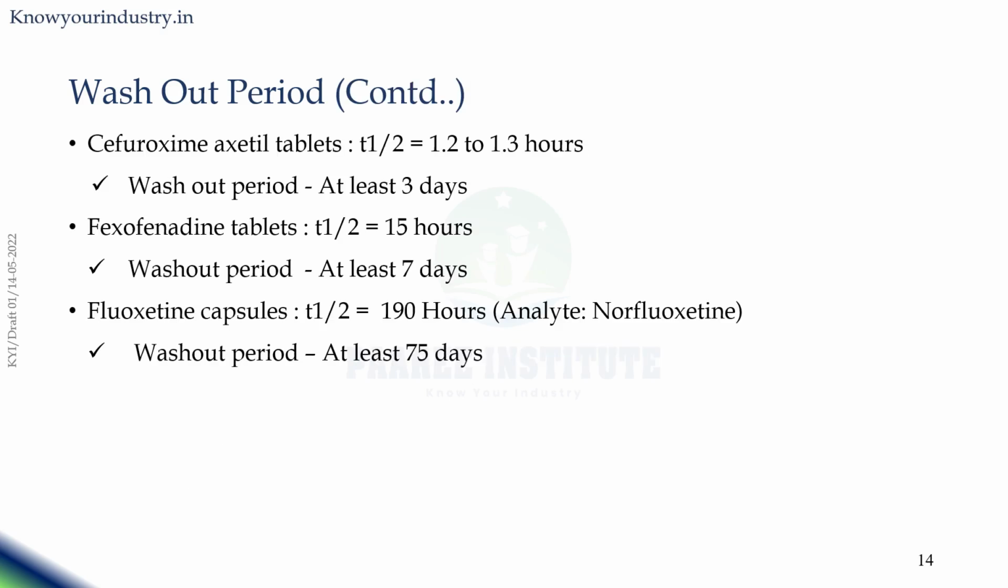Here are some examples of washout periods for specific drugs. For cefuroxime acetate, the half-life is very short, so 3 days is the washout period. For fexofenadine tablets, the half-life is moderate, 15 hours, so at least 7 days is the washout period. In the case of fluoxetine tablets, the half-life is 190 hours. The analyte is norfluoxetine, which is retained in the body for a very long time. So here, at least 75 days of washout period is required. But in this case, you can approach parallel design studies, or you can do the truncated approach. Still, parallel design is the most appropriate. You cannot wait for 75 days. If it is low variable, you can go for parallel design studies.